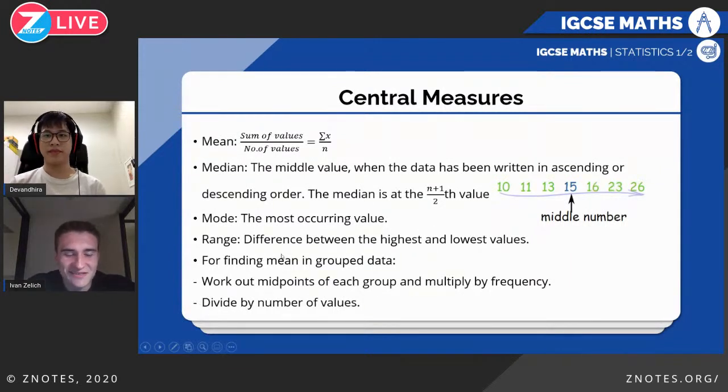Okay, cool. So mode is the most occurring value. Here, they all occur once, so there's no mode. Range is the difference between the highest and lowest values. So 26 minus 10. That just gives you the spread of the data.